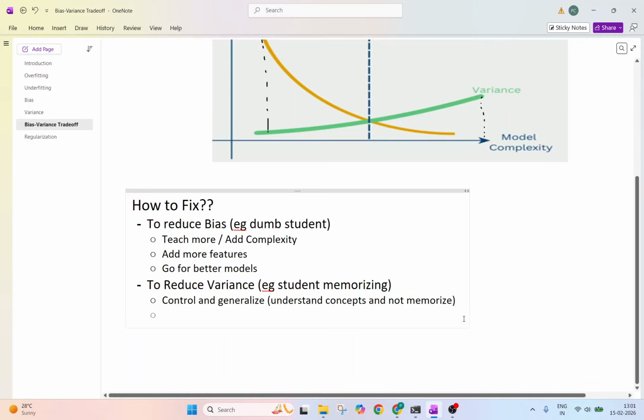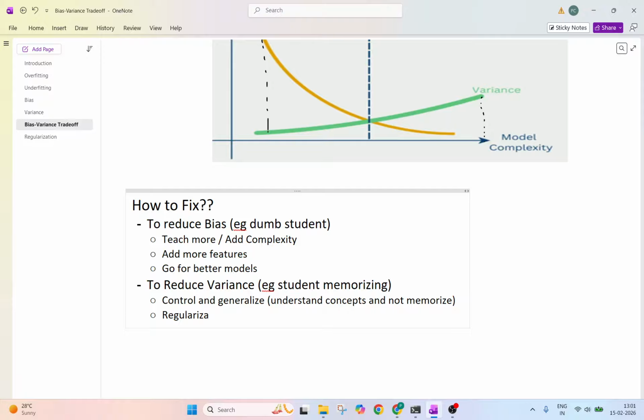What else? There's something called regularization, and this is exactly what we do in ML. It penalizes the model for memorizing the data points. So a penalty is given for memorizing. Now, if you start memorizing, I'll give you penalties. You have to adhere to some penalties. So you need to understand the concept and not memorize things.